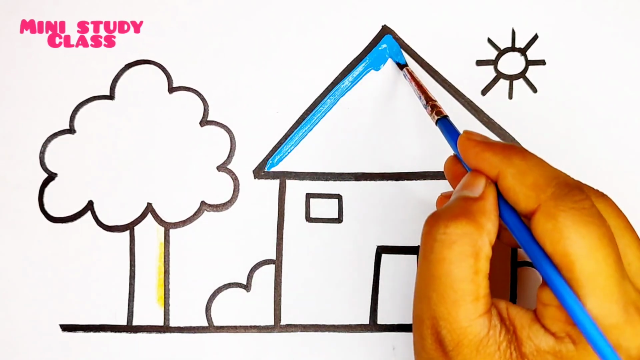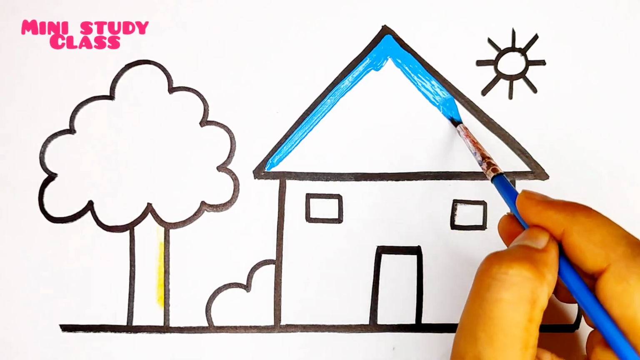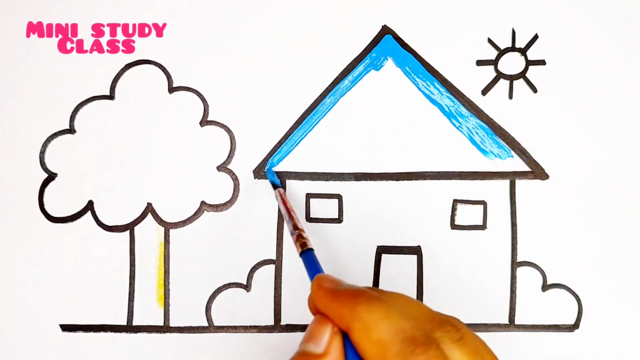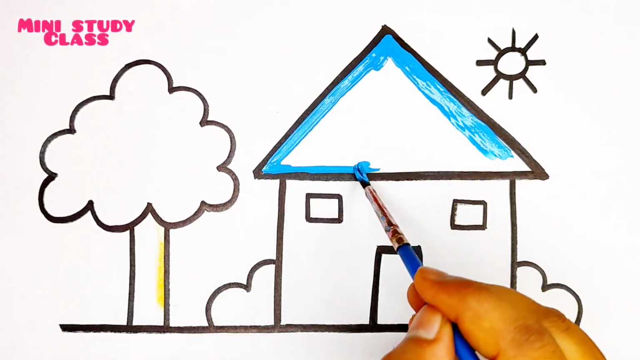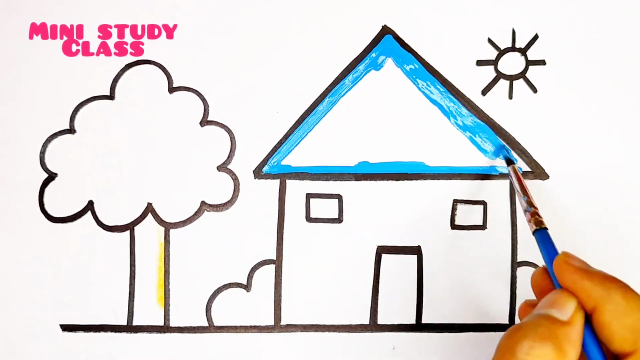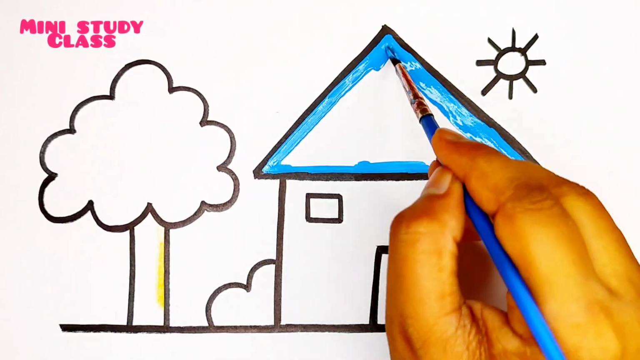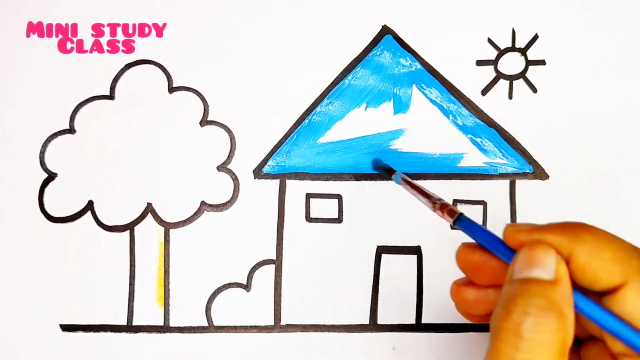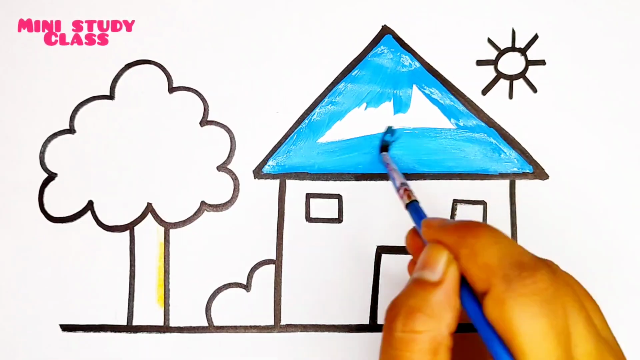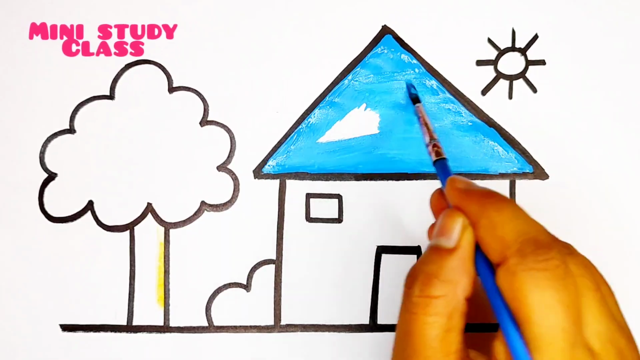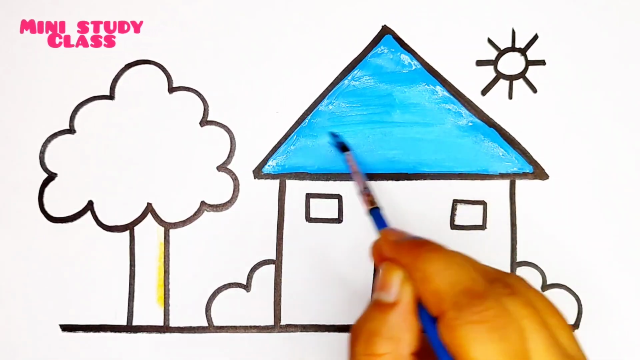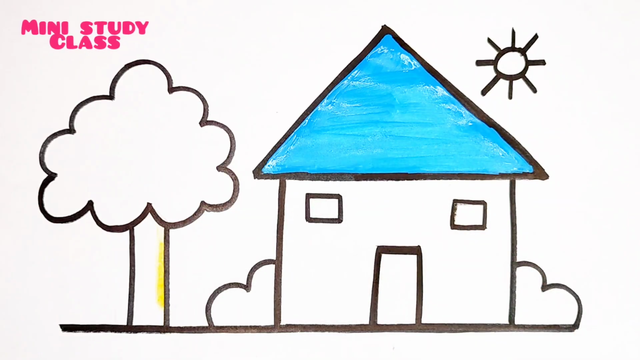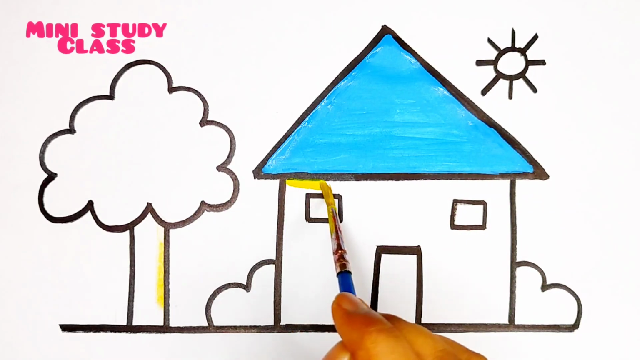Blue color. A roof is the top cover of a building. That keeps the rain, snow, and sun out. It's like a big umbrella for your home. Roofs can be flat, pointy, or sloped. Some roofs even have windows, called dormers. The roof protects the house from the weather.